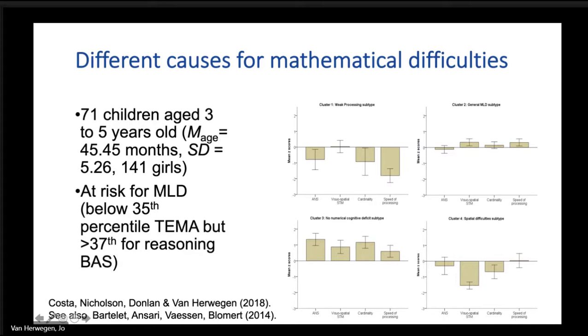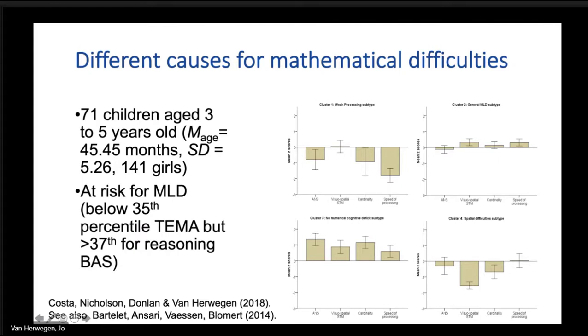So this is a cluster analysis. What it means is that we put these 71 children in an analysis that defined how these children could be grouped together based on the performance on these 4 tasks. And what you see here is that we have a group of children, for example, and their profile looks like this. So they're weaker on ANS and they're okay on visuospatial. They're typical.